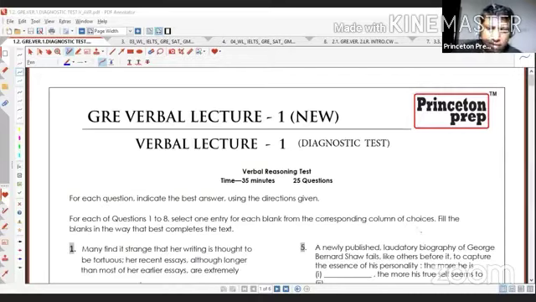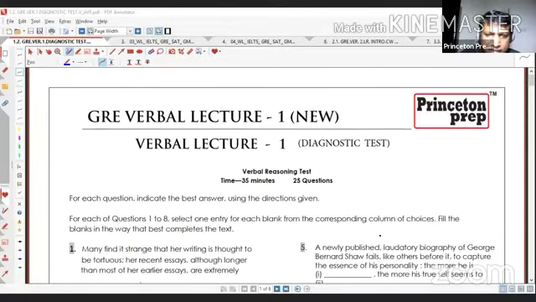From 7:30 sharp, hopefully. And now I'm showing you a sample verbal exam section. But one thing you should understand is that this one is basically a paper-based exam.